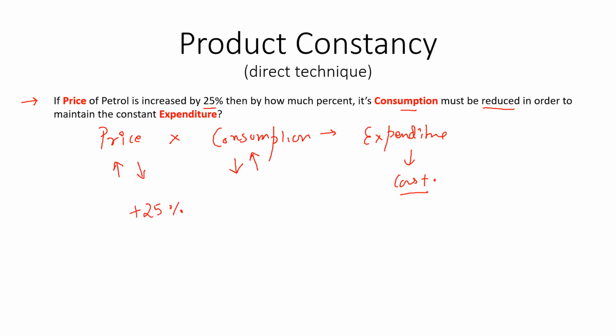So as we know, its equivalent fraction is 1 by 4. So we will write plus 1 by 4 because price is increasing. So plus is for increasing. So we need to find by how much percent consumption has to be reduced.